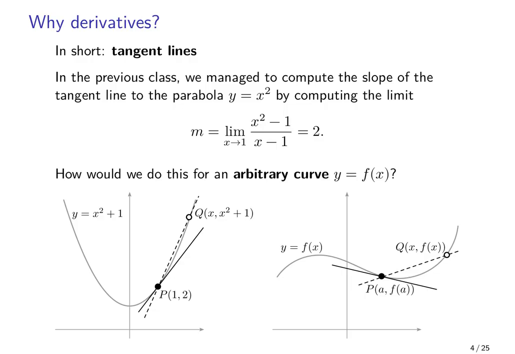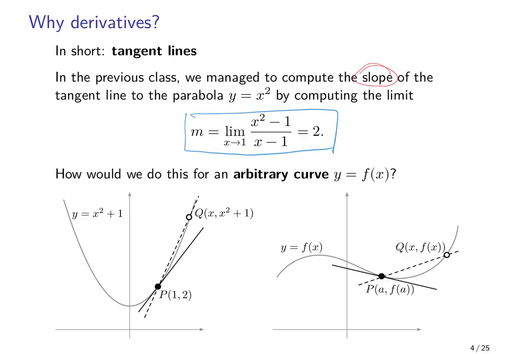Okay, so why are we interested in derivatives in the first place? In short, this is because derivatives allow us to compute tangent lines, or more precisely, the slope of a tangent line to a given curve. And let's go back maybe to when we looked first at limits. We introduced limits by saying if I have given an arbitrary curve, the graph of a function, then I can compute the slope of the tangent line at a given point by computing a certain limit. And that limit here is listed on the slide one more time.